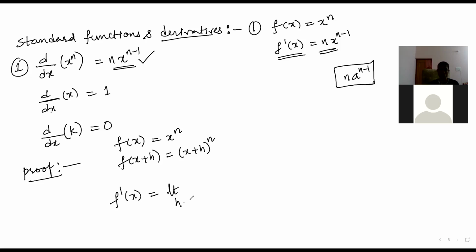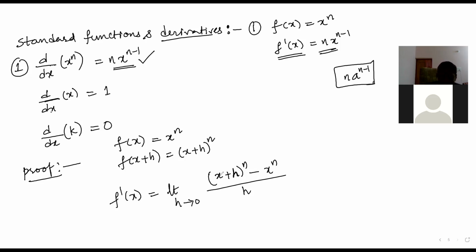Limit as h tends to 0. f of x plus h is (x plus h) to the power of n, I am writing directly, not writing the formula. So f dash of x is the limit of (x plus h) to the power of n minus x to the power of n, by h, as h tends to 0. This is f of x plus h minus f of x by h. So for this, we have to find the limit.